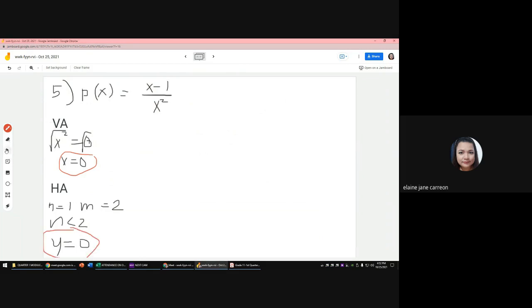Next, we have x-intercept. So, for our x-intercept, you set the numerator equal to 0. So, x minus 1 is equal to 0. Lipat sa kabila si negative 1, it will become positive 1. So, the point is 1, 0.